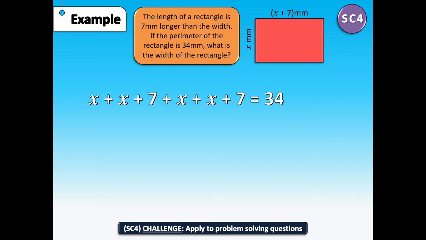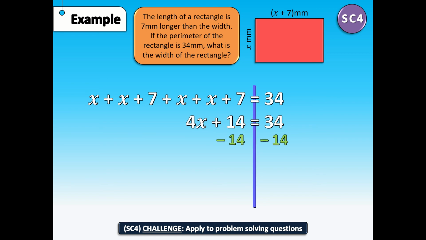So an expression for the perimeter would be 4x plus 14, and we're told the perimeter is 34, so that must equal 34. To find the value of x, I need to take off 14 from both sides. So 4x equals 20. And then I divide both sides by 4. So x equals 5.